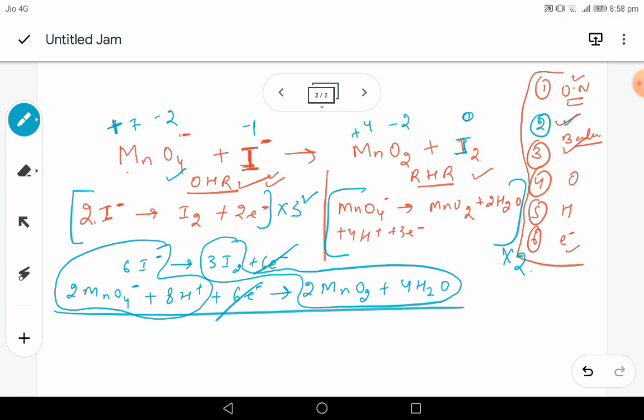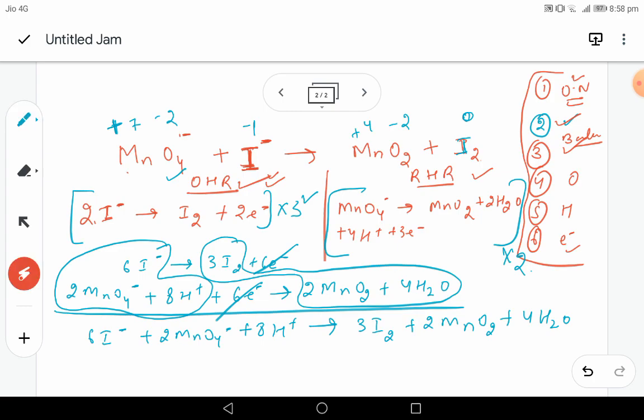So what is the equation that we are getting? 6I negative plus 2MnO4 negative plus 8H positive. It is giving us 3I2 plus 2MnO2 plus 4H2O. Now, is our equation balanced? Let us check it out.